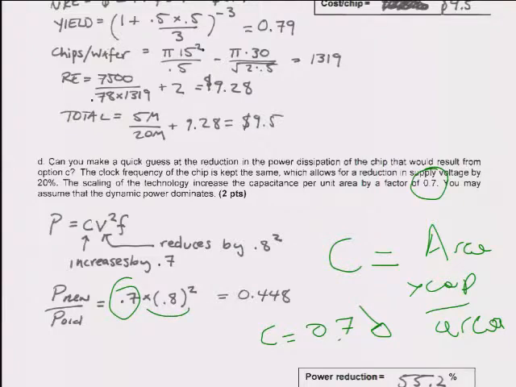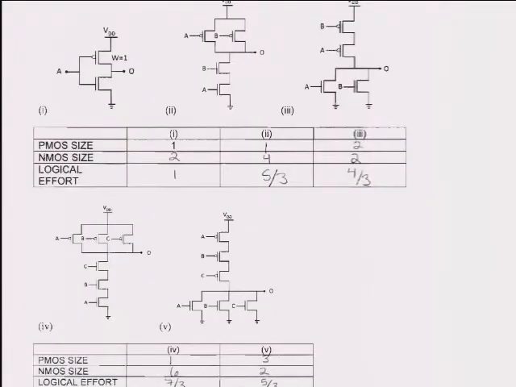Your VDD goes down at 0.8 squared. So overall, your new power with respect to the old power is going to be 44.8% of the original one. Or you can say that the power is reduced by 55%. Okay? So that was a little catchy part, what's happening with capacitance if I scale down a technology. Okay, that was question 1.